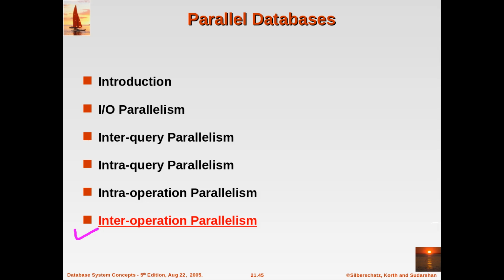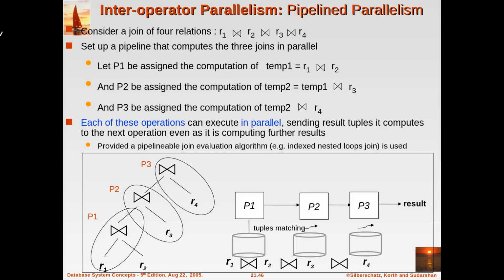Inter-operation parallelism is the direct opposite of intra-operation parallelism. So what is this inter-operation parallelism? In the previous example, the same join operation is being executed in parallel, or the same sort operation is being executed in parallel. But here, more than one operation is executing in parallel. For example, two joins are to be executed in parallel, two different joins on different relations. So that is actually inter-operation parallelism.